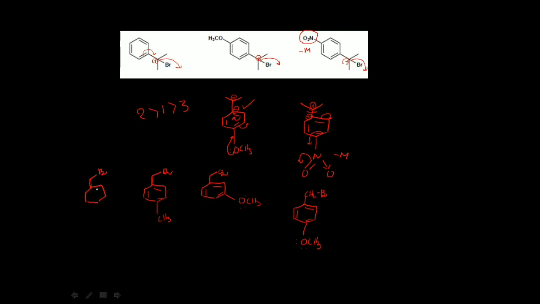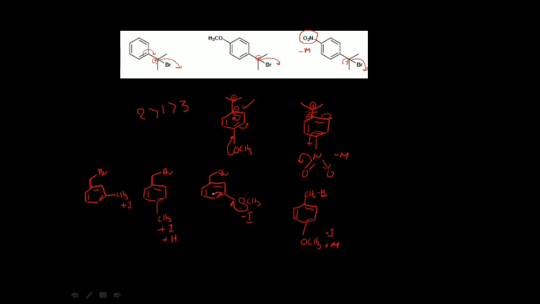This is a benzyl bromide. This one is a CH3. So in this case, CH3 has a plus I effect at the para position, and a plus H effect. Here, OCH3 at the meta position has only a minus I effect. Here in this case there is a minus I effect as well as a plus M effect. Of course, here also the plus M effect is working with the benzene ring.